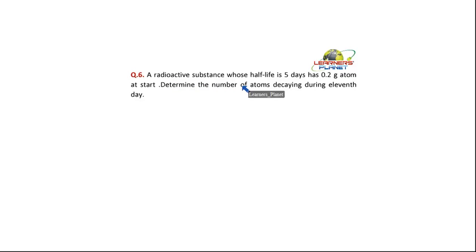A radioactive substance whose half-life is 5 days has 0.2 gram at the start. Determine the number of atoms decaying during the 11th day. So what you need to find out? You need to find out the number of atoms decaying on the 11th day.